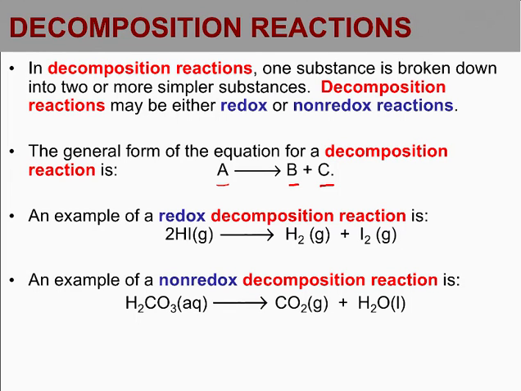Now, one example of a redox decomposition reaction is hydroiodic acid, HI, decomposing into hydrogen gas and iodine gas. And then an example of a non-redox decomposition reaction is carbonic acid, H2CO3, decomposing into carbon dioxide and water.